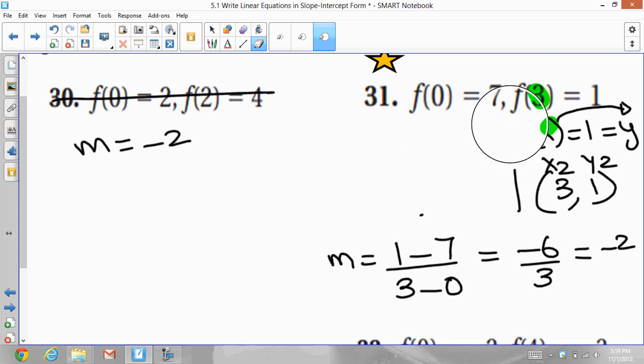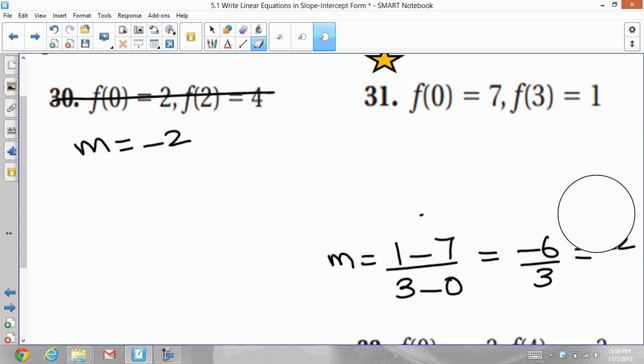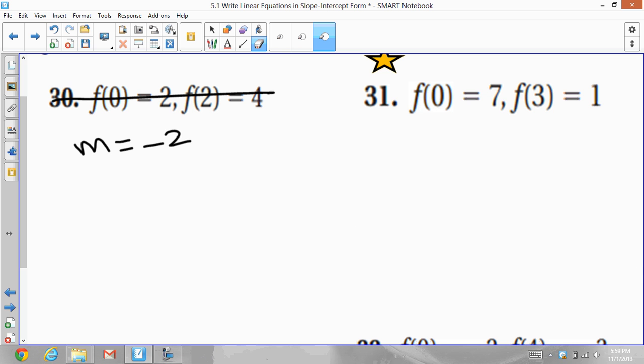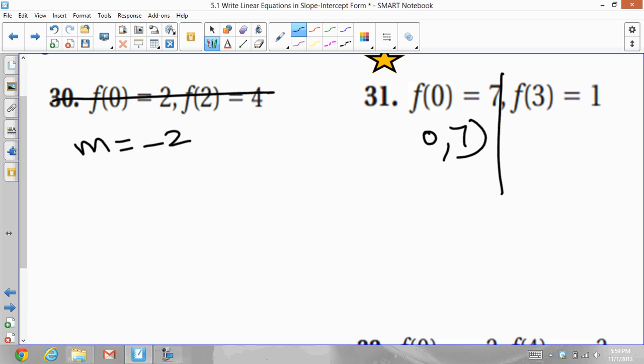And if I remove everything out of the way and look at the original question, this was the point 0, 7, and my y-intercept b in this case is going to be 7, because my x is 0. This is the only point where my x is 0. So this has got to be my y-intercept, where the line meets the y-axis.